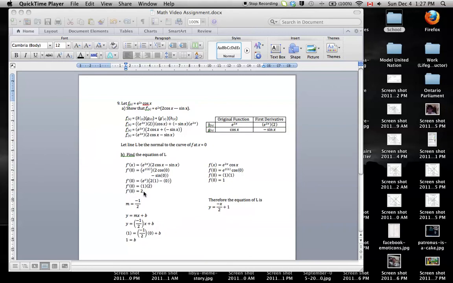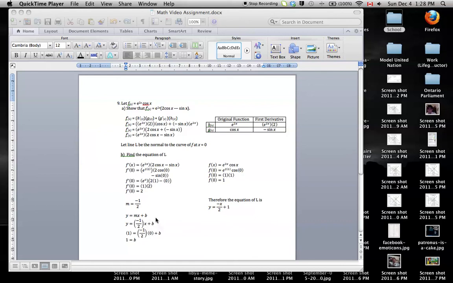But this is the slope of the tangent. To find the slope of the normal, we have to take the negative reciprocal, which is negative 1 over 2. But to find the equation of this line, we have to input this slope into the equation of a linear line, so y equals mx plus b. So we replace m, which is the slope, with negative 1 over 2, and that gives us y equals negative 1 over 2 times x plus b.